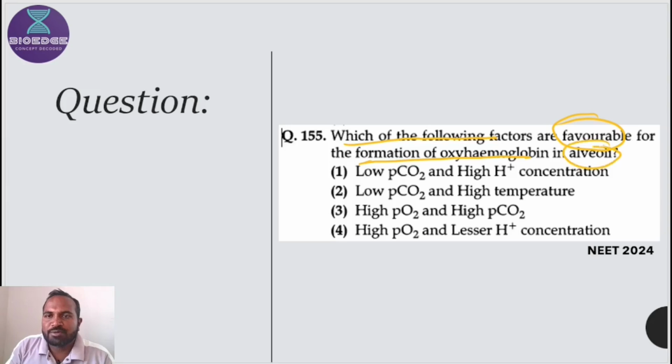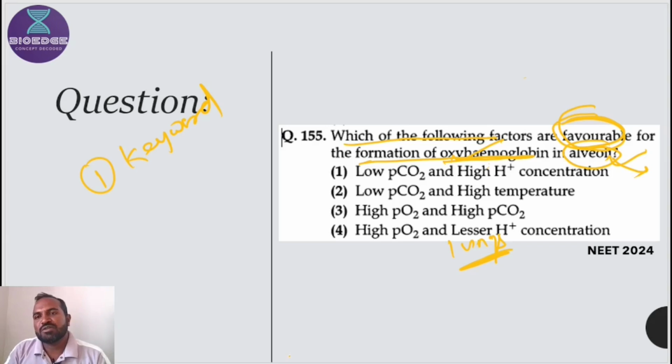oxyhemoglobin in alveoli? So what is the keyword for understanding this question? The first step is to understand keywords. Which one is the keyword here? Formation of oxyhemoglobin. And then the trap is a simple one: favorable conditions required for the formation of oxyhemoglobin. At which level? Alveoli level. You should know alveoli means lungs level. So they want to know what factors are responsible at the lungs level for the formation of oxyhemoglobin.